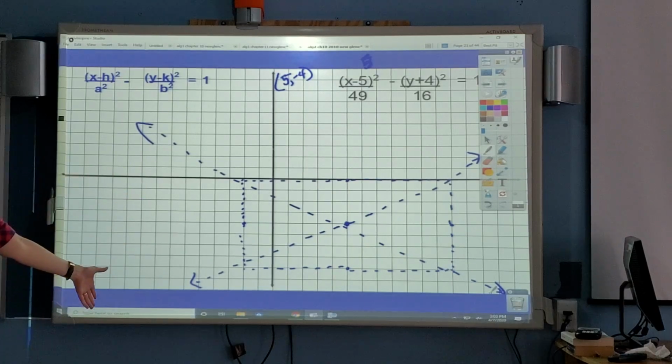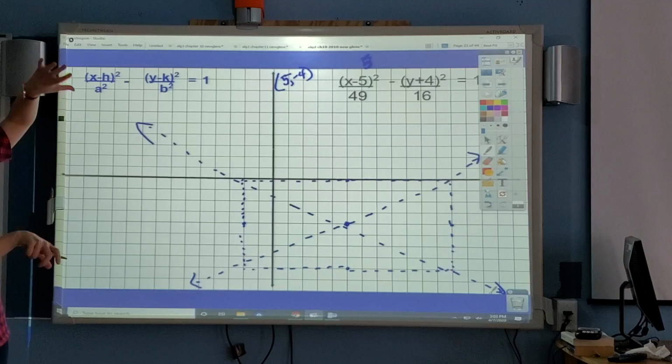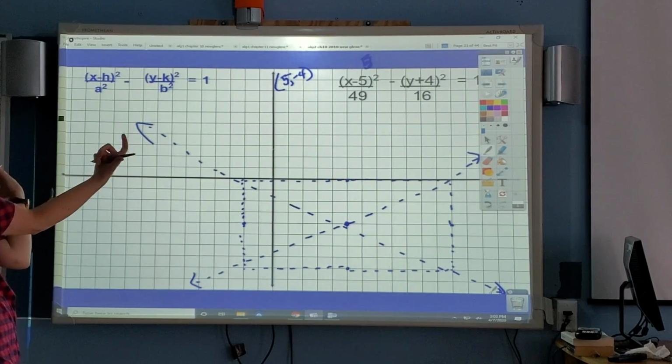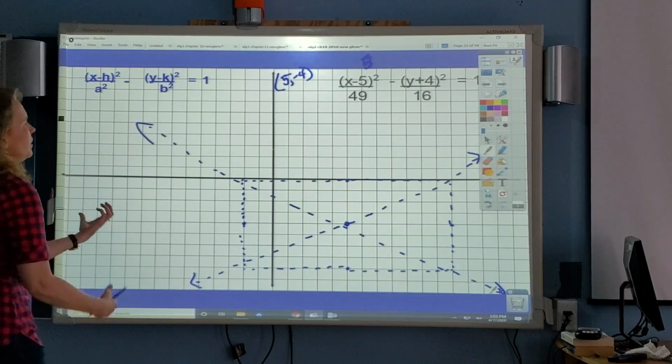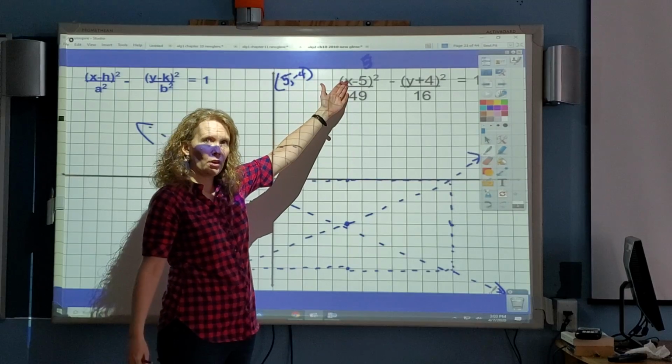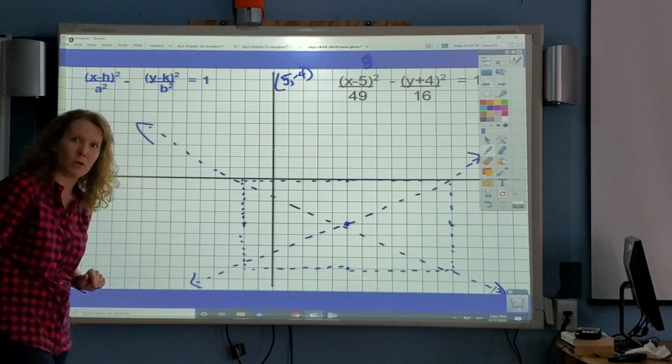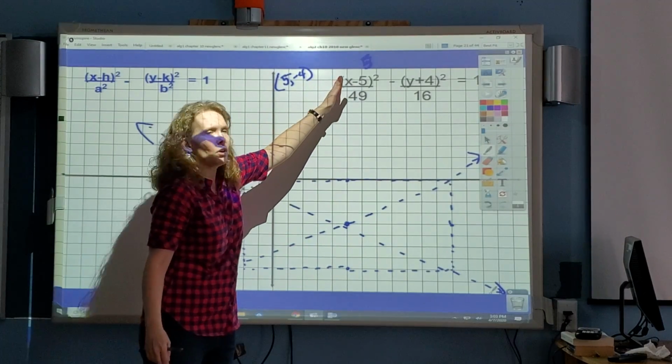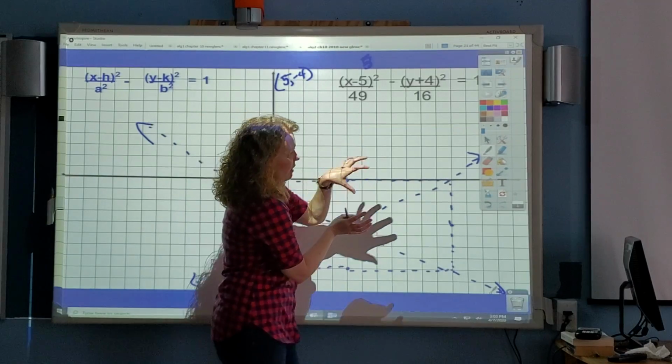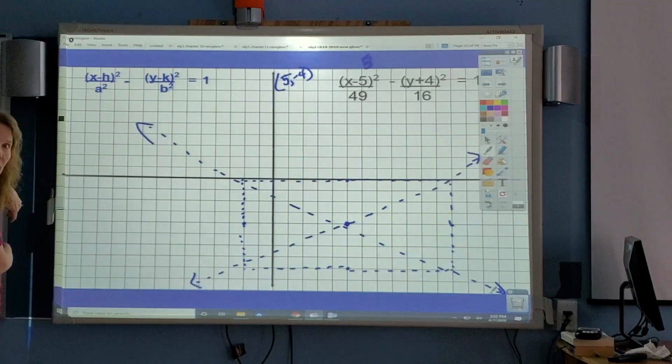You haven't drawn the hyperbola, okay? Let me tell you, a hyperbola goes in two different directions. It's either going to go up and down, or it's going to go right and left, all right? Which variable comes first tells you the direction of the hyperbola. Because the x came first, we're going to have a right and left hyperbola.